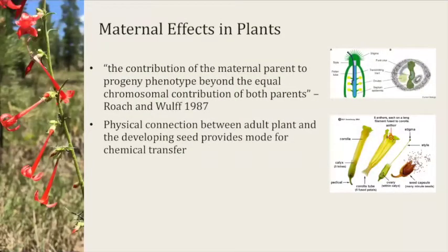Maternal effects are one of the ways by which adult plants can influence their offspring. They are defined as the contribution of the maternal parent to progeny phenotype beyond the equal chromosomal contribution of both parents. This means that via a physical connection, environmentally regulated chemicals circulating through a maternal plant are passed into developing embryos. As can be seen on this slide, as the seed is developing, structures such as the funiculus allow for maternal chemistry like hormones, nutrients, and pigments to diffuse into the embryo.